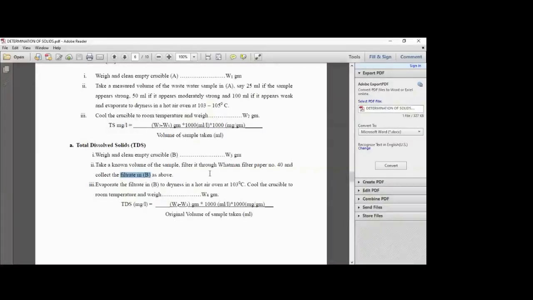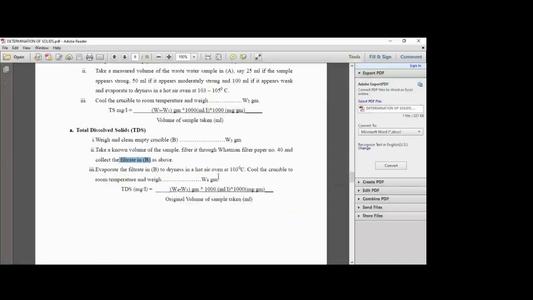So from the entire total solids, because of the filtration process, you have removed the total suspended solids, and what you are going to get via filtrate is nothing but the water sample which has only total dissolved solids, right? So again we are going to put that crucible B into the hot air oven, and we are going to keep it at 103 degrees Celsius till we achieve complete dryness.